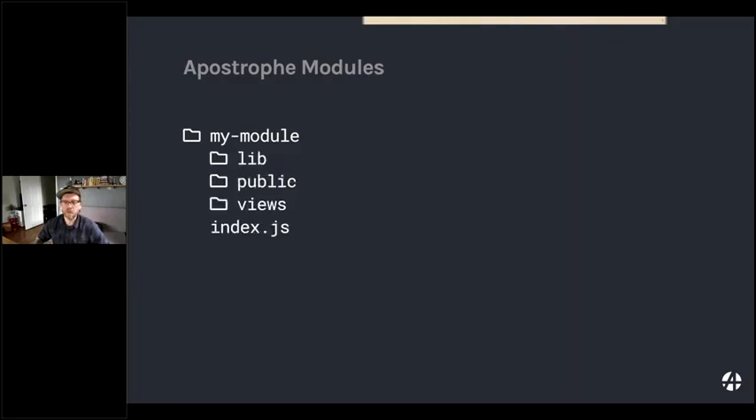So let's look at something that might be a little bit more common. In this pattern, this is kind of like a standard Apostrophe module. You don't have to stick to this structure, but some of the folders and files here might be quote unquote special, meaning that if they are named a certain way or placed in a certain spot, Apostrophe is going to pick them up automatically for you.